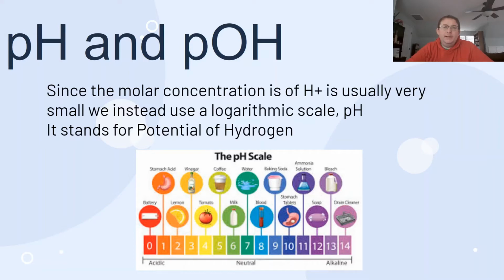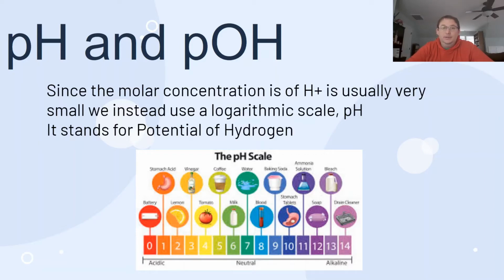a hydrogen ion concentration of greater than 1 times 10 to the negative 7 moles per liter is going to be an acid, and a hydrogen ion concentration less than that is going to be a base. The opposite is true for hydroxide ion concentration. So typically when we're talking about acids and bases, we're talking about very, very small amounts of hydrogen ions or hydroxide ions.